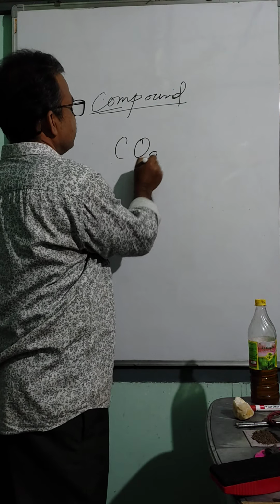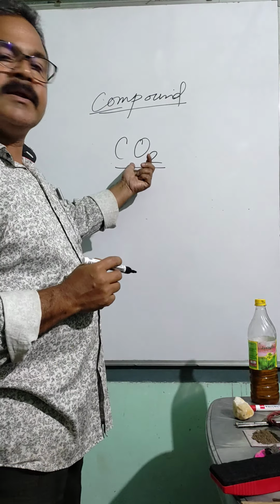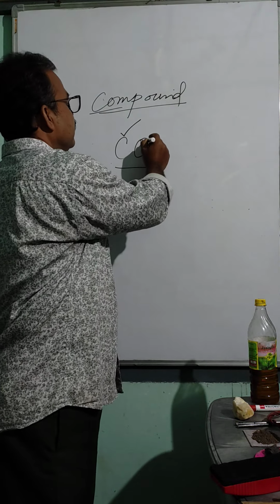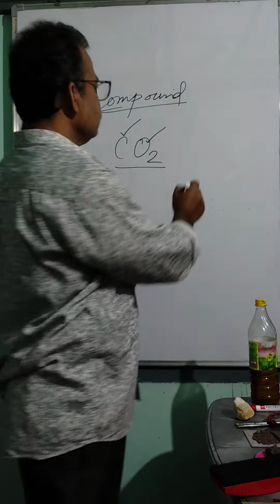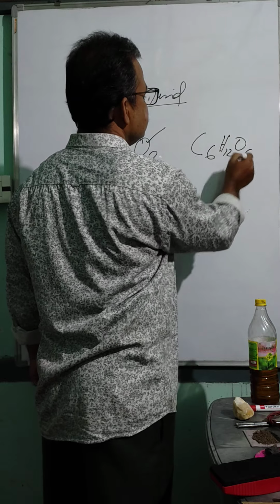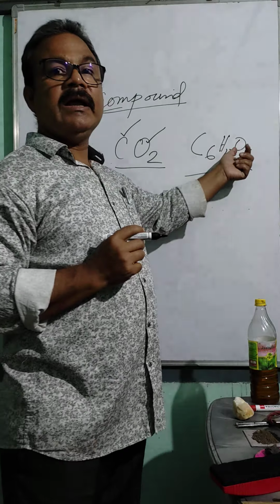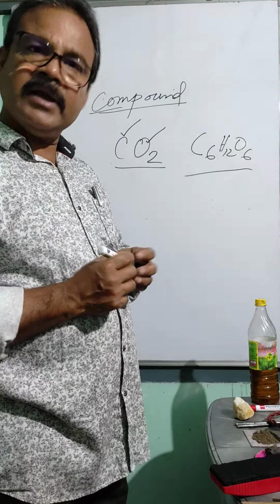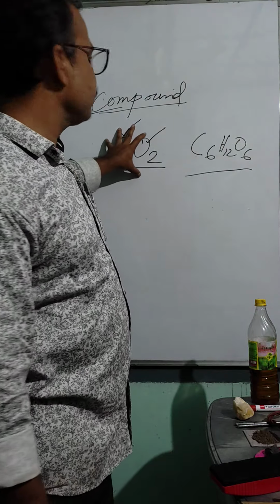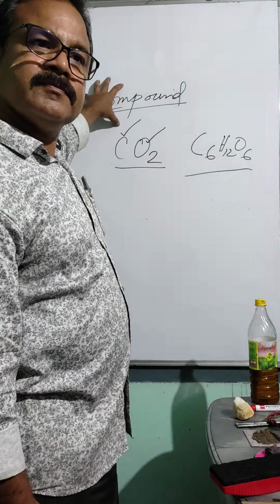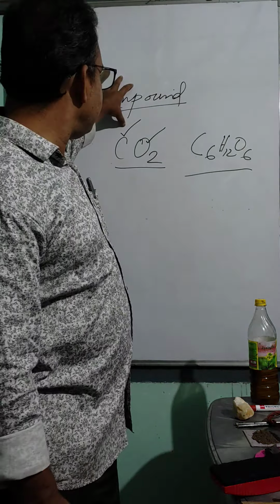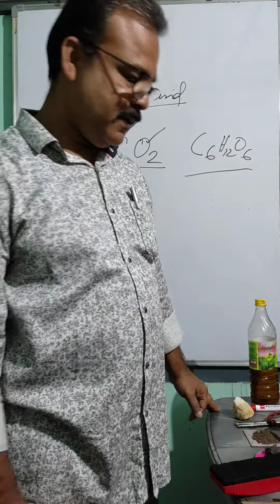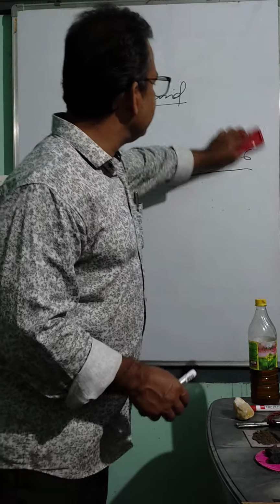Suppose carbon dioxide. In carbon dioxide, there are two different types of atoms: atoms of carbon and atoms of oxygen. In glucose, there are three different types of atoms: atoms of carbon, atoms of hydrogen and atoms of oxygen. So here we can conclude that compounds are substances which contain atoms of different elements which are bound chemically. Clear?